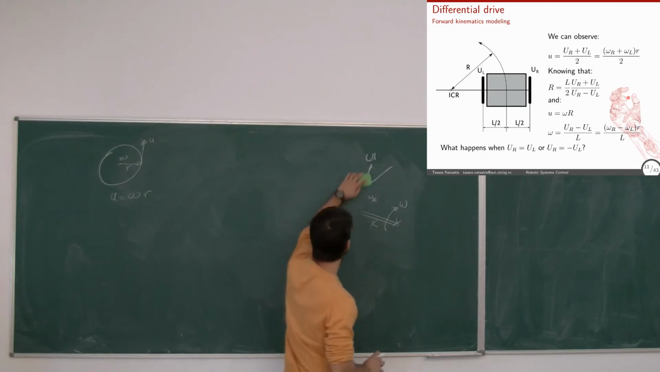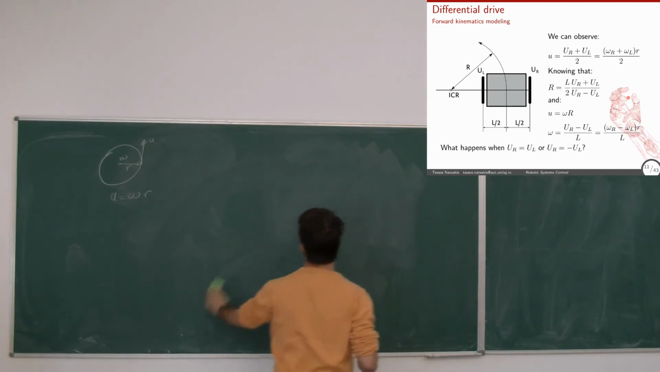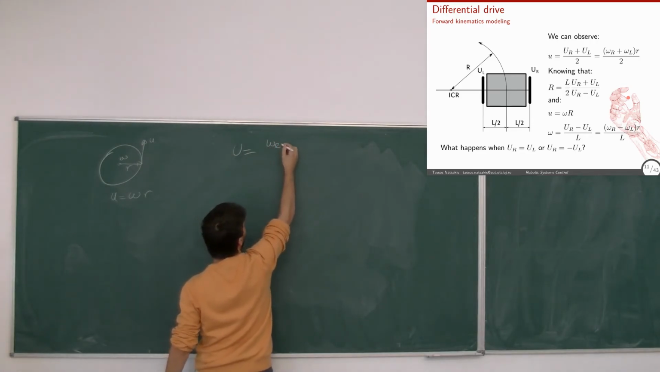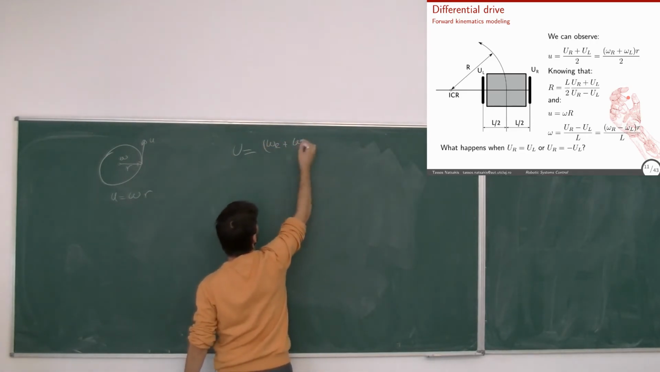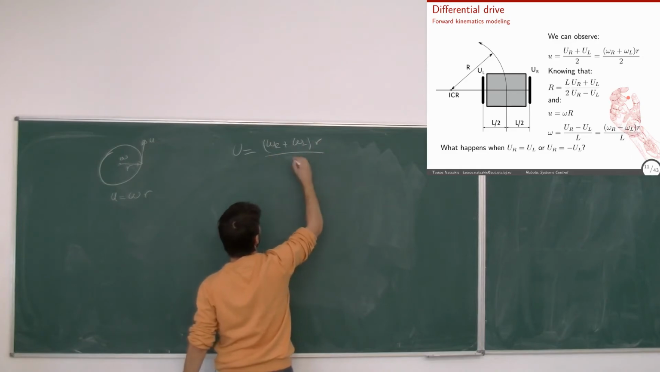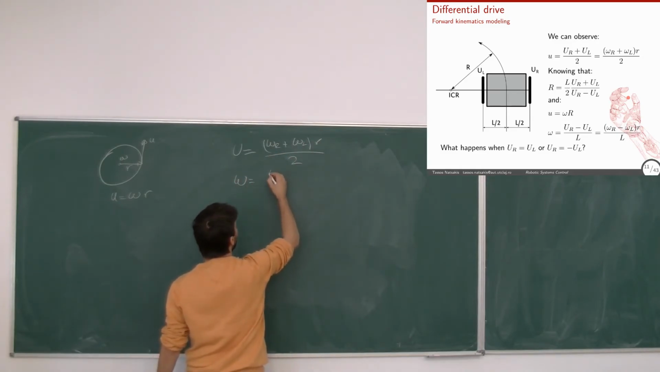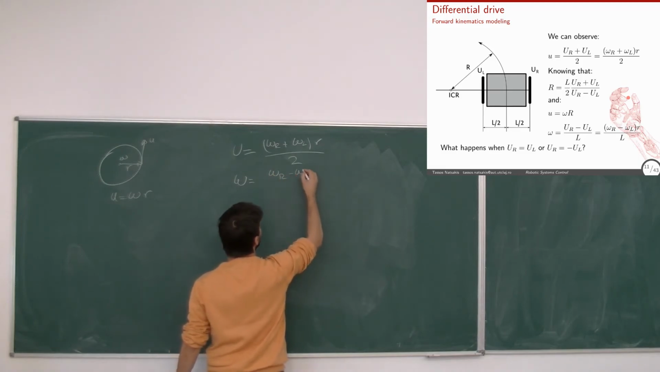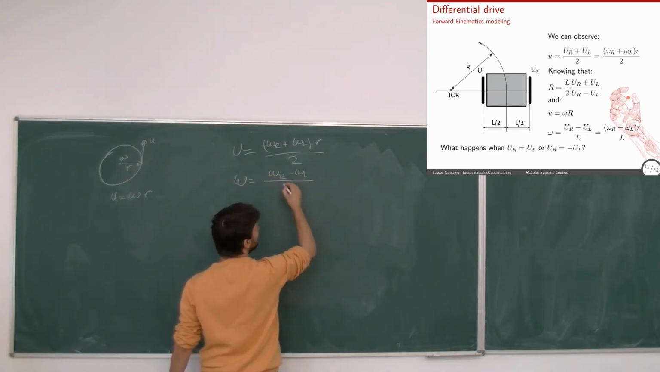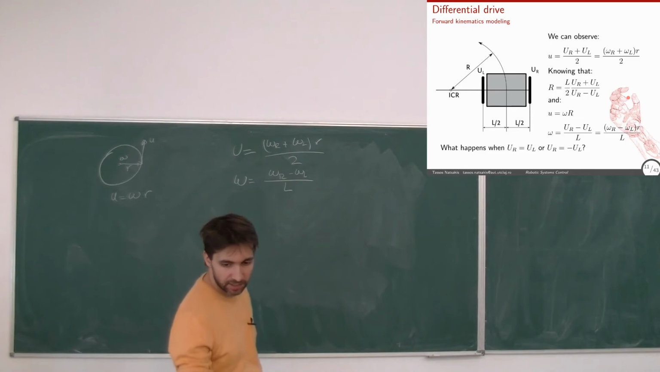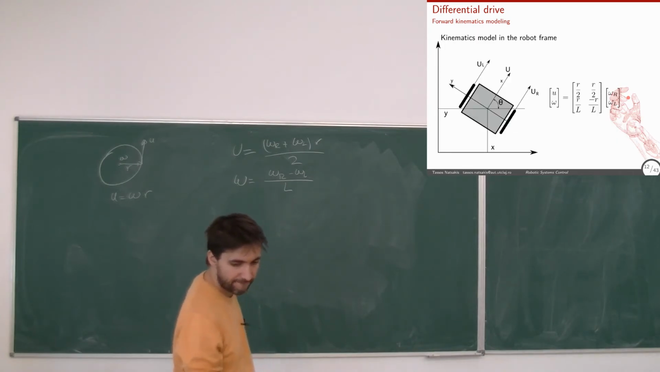Let me erase this. So I have u equals r times (omega r plus omega left) over 2, where r is the radius of the wheel, right, and omega equals r times (omega r minus omega l) over l, right? So I can write this in a slightly more elegant form like this.